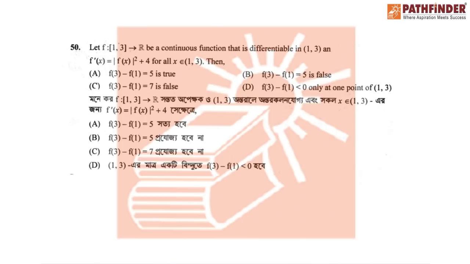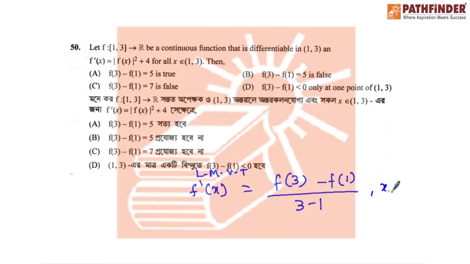Question number 50. Now given that f'(x) equals f(x) square plus 4. So using LMVT, Lagrange's mean value theorem, we will get f'(x) equals (f(3) - f(1)) by (3 - 1), x lies between 1 and 3. At least one value of x will satisfy this. So f'(x) is given to us, f(x) whole square plus 4 equals (f(3) - f(1)) by 2.